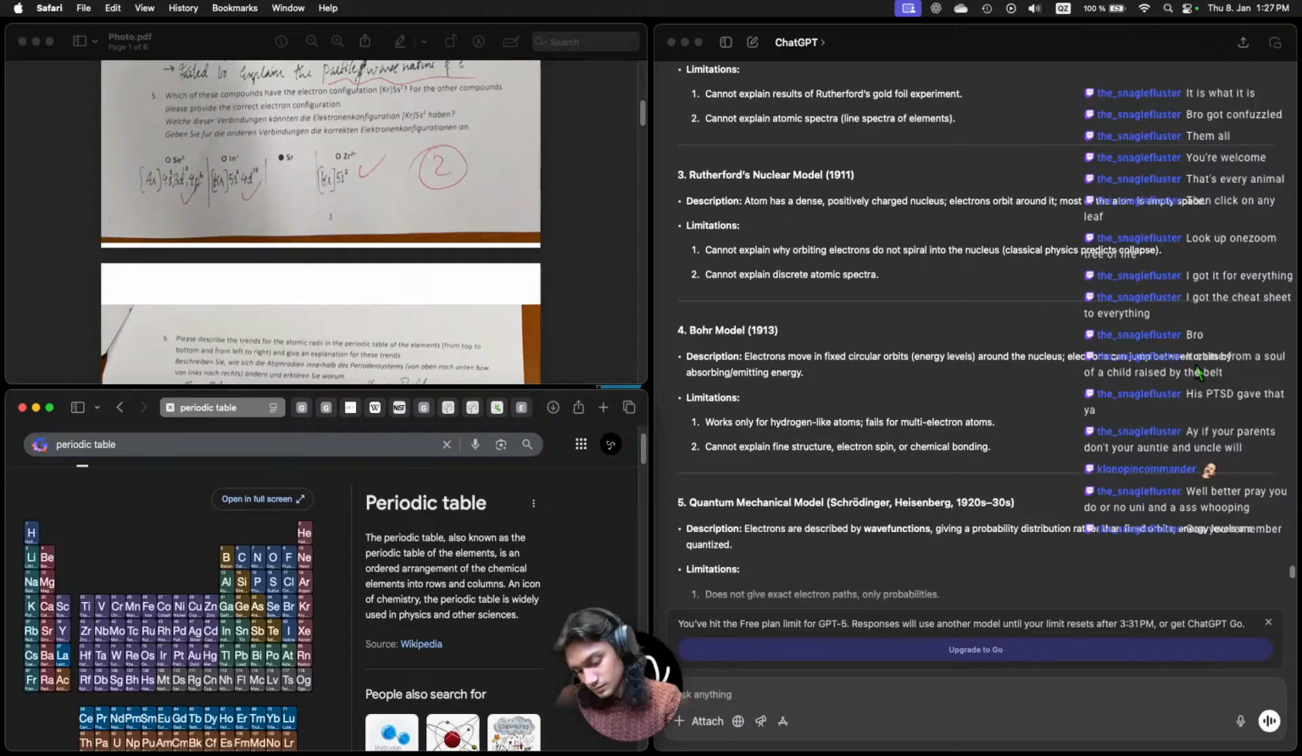Limitations. Works only on hydrogen-like atoms. Oh shit, it's 1:30? I gotta eat something real fast, and I gotta look into the sequence analysis assignment. Okay. Works only for hydrogen-like atoms. Fails for multiple electron atoms. Okay, that makes sense.